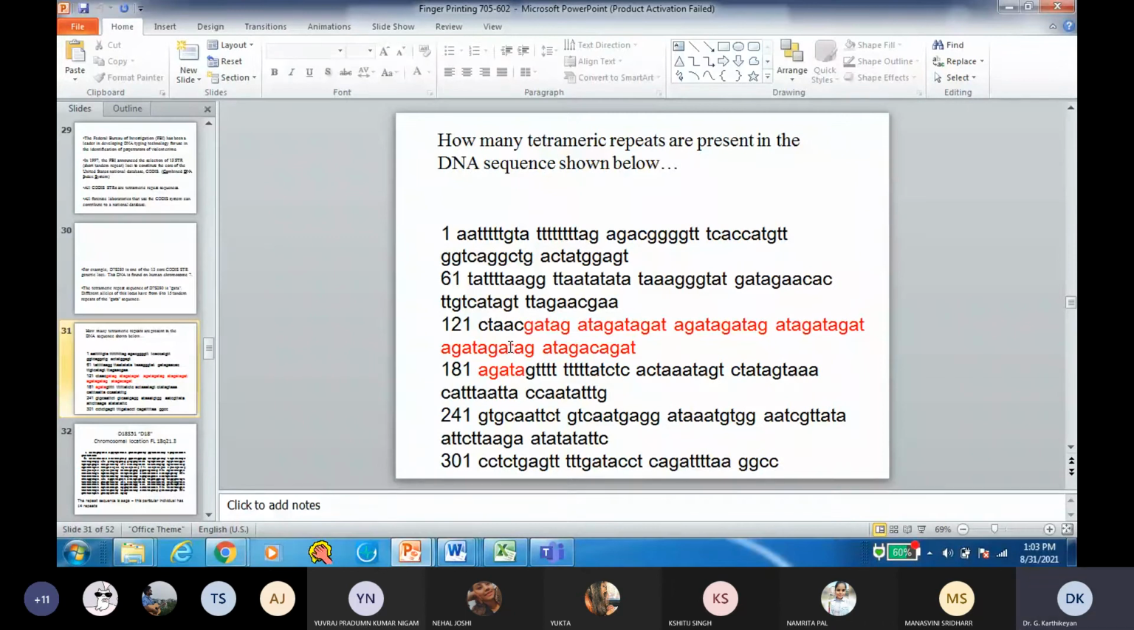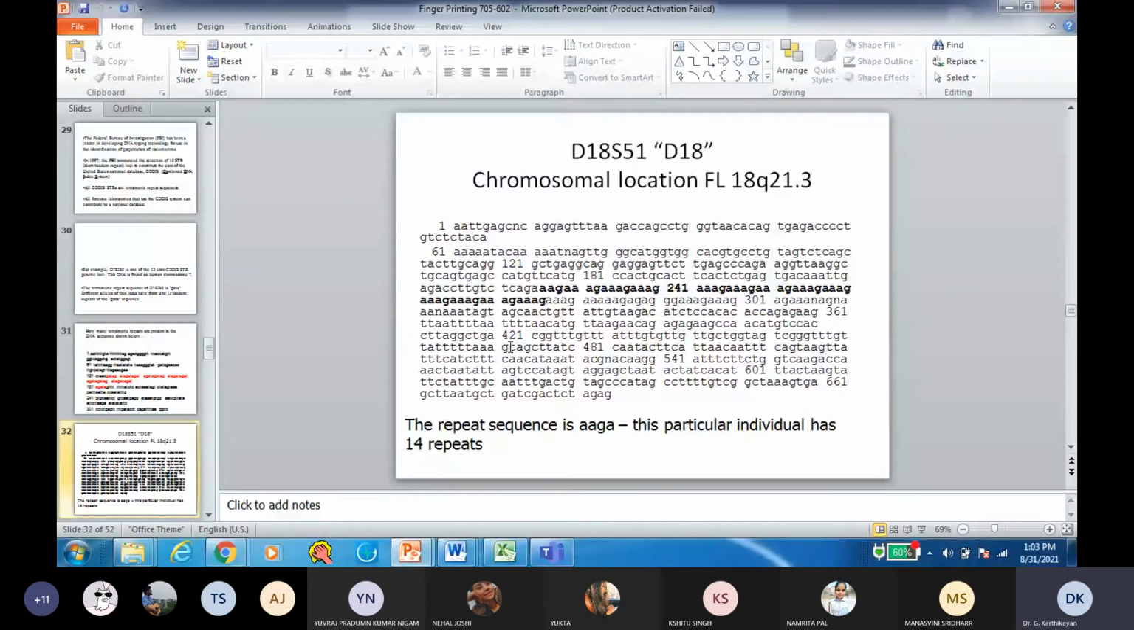Okay, this is another example. This is another example on chromosome 18, section 51. Okay, so it is labeled as D18S51, section 51, which has this AAGA being repeated 14 times. Okay, so this again can be variable between any two individuals, but remember, all of us are a combination of two individuals, one from the father and one from the mother. Okay, so the mother's copy number may be different and the father's copy number may be different, and this is what is potentially exploited in the DNA fingerprinting technology.